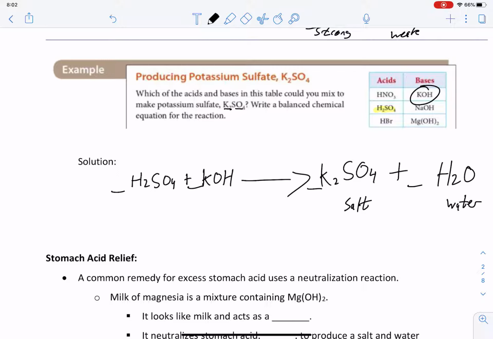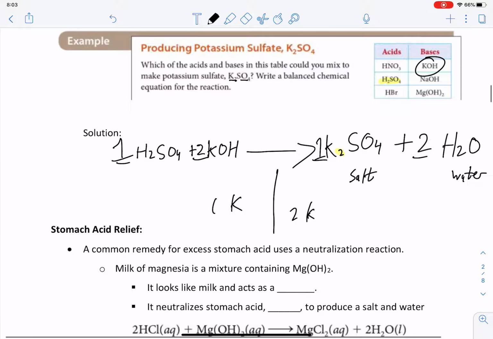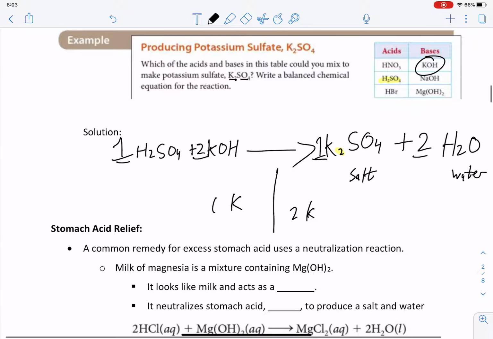So then we have to balance it. If we do that quickly, we can see potassium has 2 here, and it's only 1 on the left, so we go ahead and put a 2 there. We then have 2 oxygens on this side, so we go ahead and put a 2 on the right-hand side, and that will balance us out. All right, so we just put 1 in for these other 2 guys. And that is our example problem. So if you're asked to finish a chemical equation or make a chemical equation, make sure you have a salt and a water.